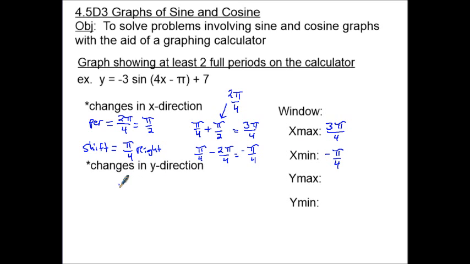We might have some vertical shifts or we might have some amplitude changes, and we have both here. Now first thing I want to take account of is, let's just say the easier one, the amplitude. Now remember that's the absolute value of that front number, so in this case it's 3.